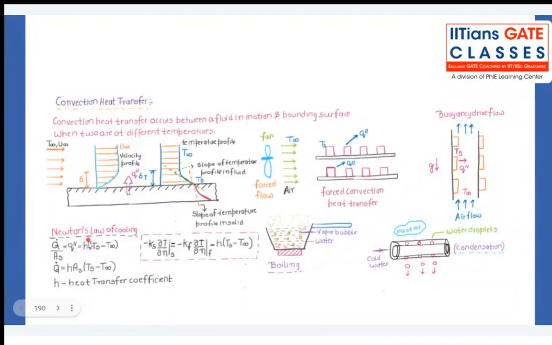In order to evaluate the heat transfer, we need to use a simple equation: how much heat is getting transferred from the heated surface to the cold fluid, or from the heated fluid to the cold surface. We can use this simple equation: Q = h A_s (T_s - T_infinity). Clear? Are you having any doubt? Is this clear? Let me know if you have doubt. I can clarify.